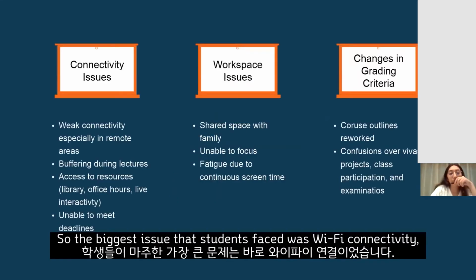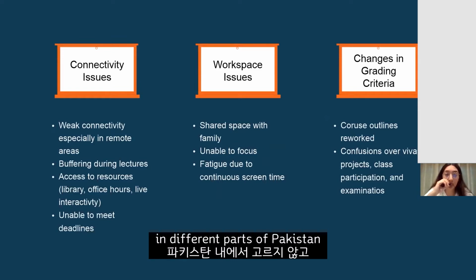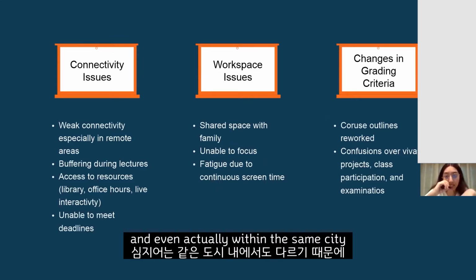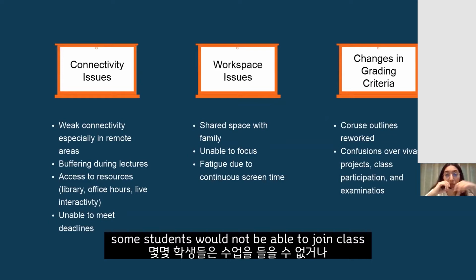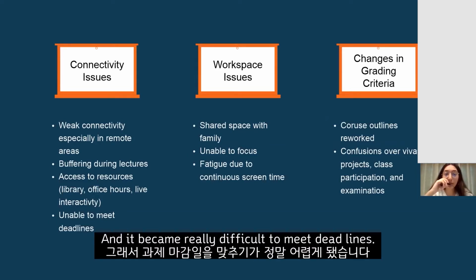The biggest issue that students faced was Wi-Fi connectivity, because infrastructural development is not uniform in different parts of Pakistan. Even within the same city, some students would not be able to join class or would have to deal with constant buffering. And it became really difficult to meet deadlines.